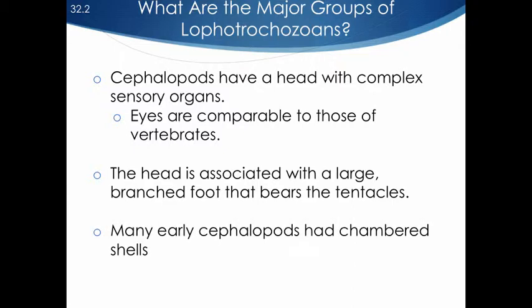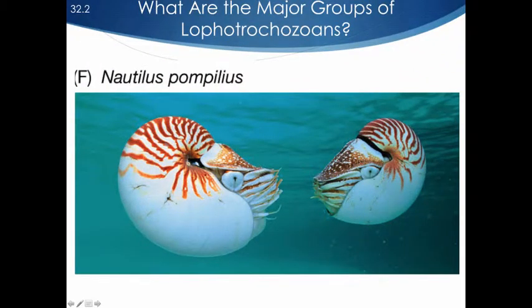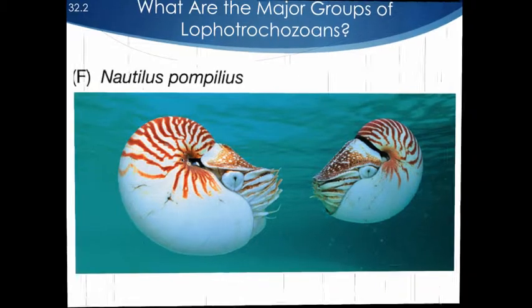And many early cephalopods have chambered shells. So they don't have shells anymore, but they used to. And they used to be chambered for different parts of the body. And those where the Nautilus is the only one with an external chambered shell that survives today. And it's these. I bet everybody's seen these sometime or the other in their lifetime. But that's what they are. They're actually Nautilus, and this is an outside shell which is chambered. So yeah.